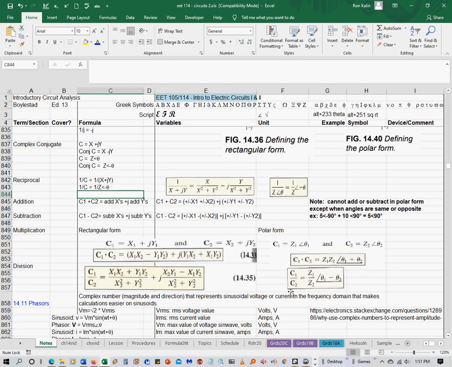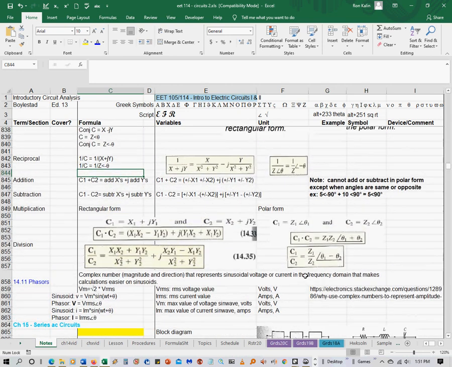And then division: C1 divided by C2, you just take Z1 divided by Z2, and then the angle is theta 1, and the theta that was in the denominator becomes negative, so you end up subtracting theta 2.